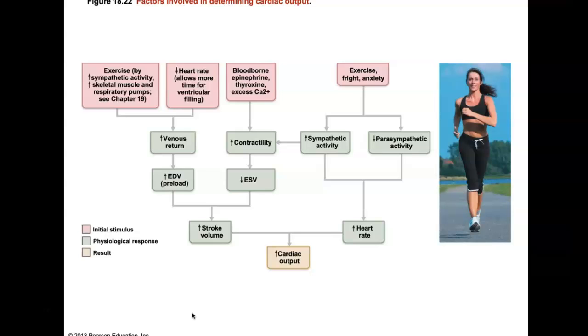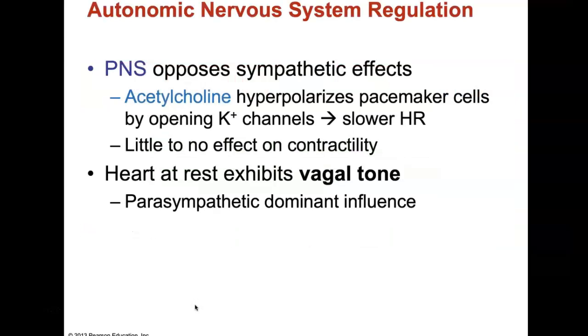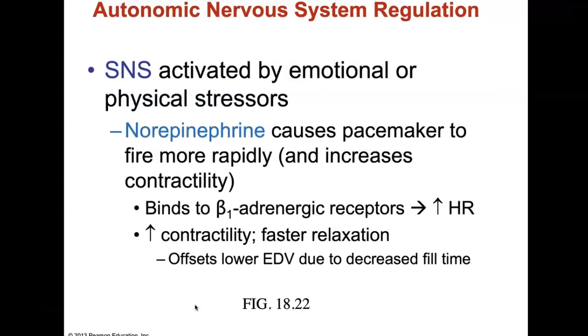Norepinephrine binds to beta adrenergic receptors in the heart, thereby causing the threshold to be reached more quickly or rapidly. As a result, the SA node fires more rapidly and the heart responds by beating faster. And sympathetic stimulation can also enhance contractility and speed relaxation. It does this by enhancing calcium movements in the contractile cells.